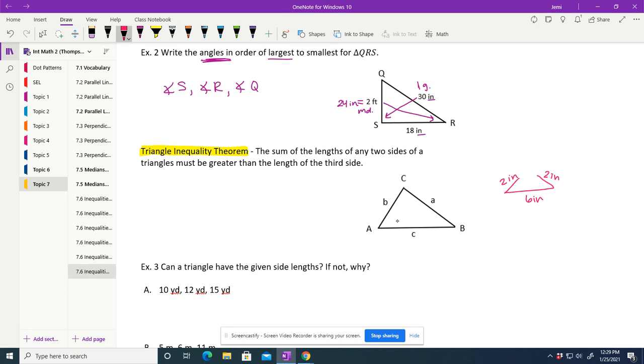So when I have a triangle, any two sides have to be greater than the third side. So in this example here, I would say that A plus B has to be greater than C, A plus C has to be greater than B, and B plus C has to be greater than A.